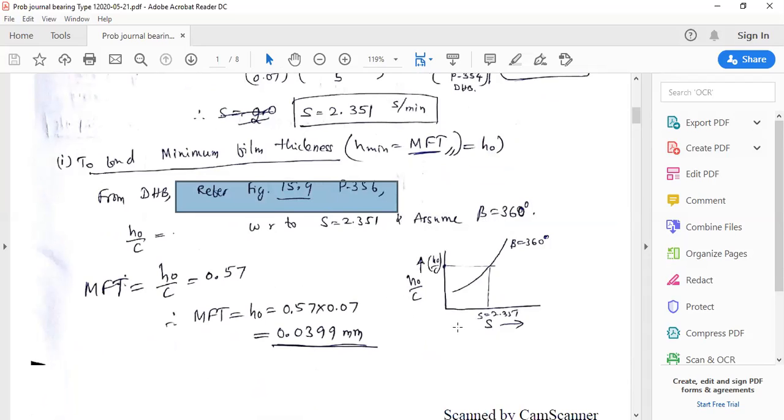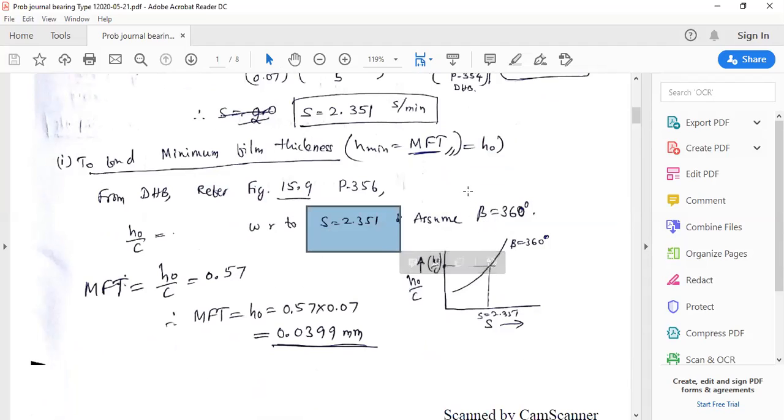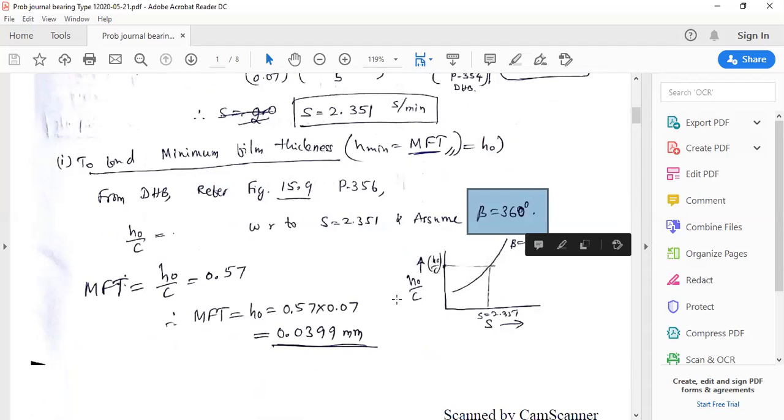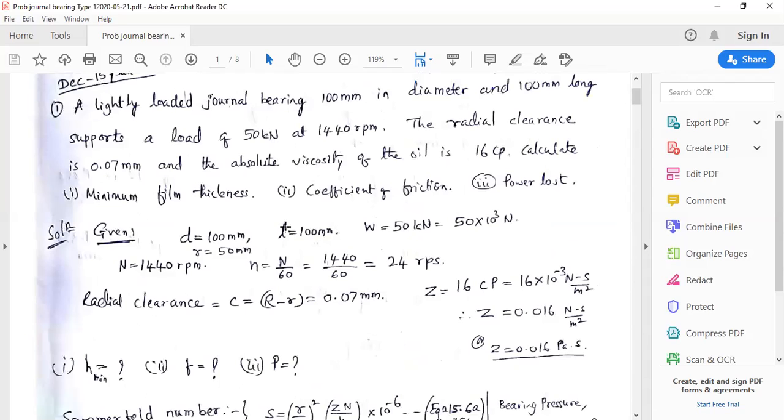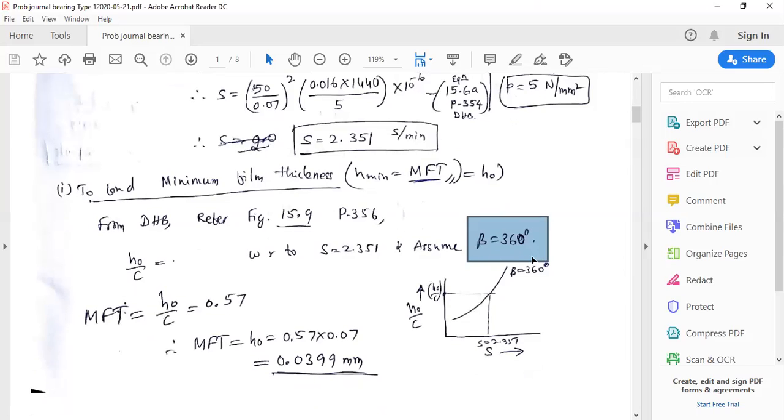This is the graph which gives the minimum film thickness value with respect to the Sommerfeld number S, that is 2.351, and beta value 360 degrees. Here the bearing is either partial or fully loaded, or a full bearing. Nothing is given here, so assume that this is the full bearing. Full bearing means the particular bearing which is having 360 degrees of contact with respect to the lubricant. Now it is 360 degrees here.